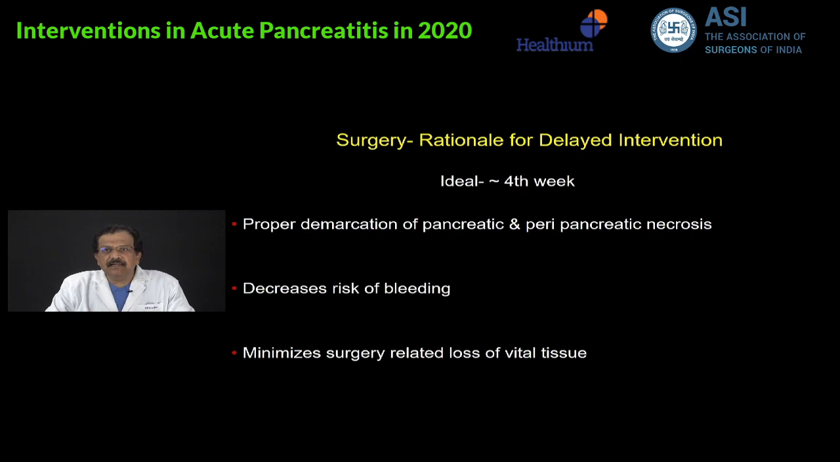Now, it is ideal that you delay this intervention for at least 4 weeks from the onset of acute pancreatitis, basically because there should be a proper demarcation of pancreatic and peripancreatic necrosis. This decreases the risk of bleeding, whichever type of intervention that we do, and it minimizes the loss of vital tissue whenever we do this debridement.